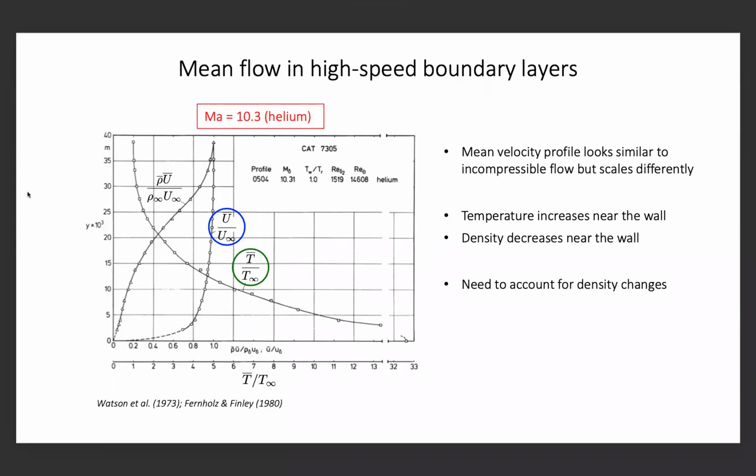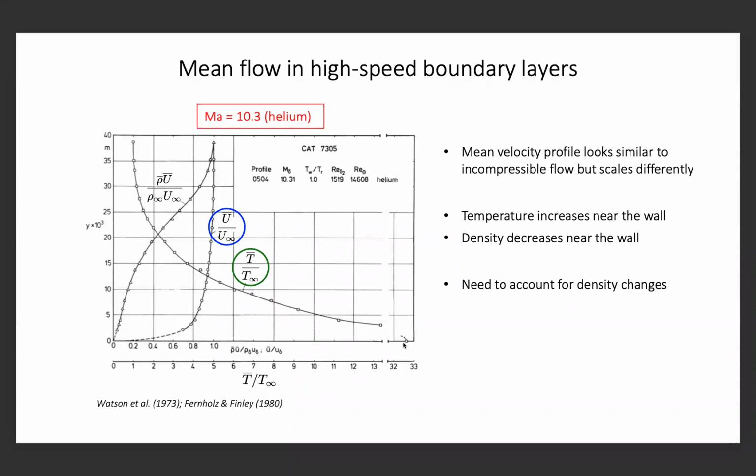And if you look at the mean velocity profile, that's the blue U over U infinity, you can see it kind of looks like a turbulent boundary layer in a subsonic flow. It isn't quite the same thing, but superficially it certainly looks like it. But while that's going on, if we look at the temperature profile, you can see that it's increasing by about a factor of 30 or more across this boundary layer. So there are enormous temperature differences.